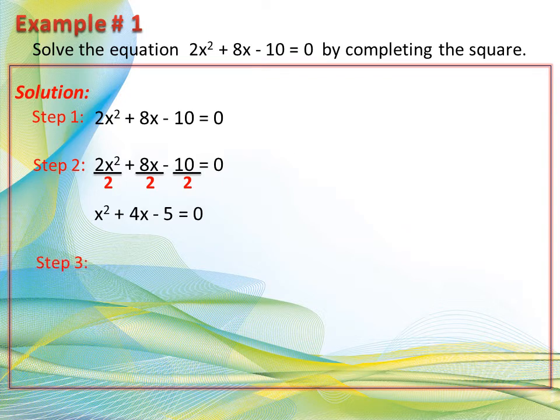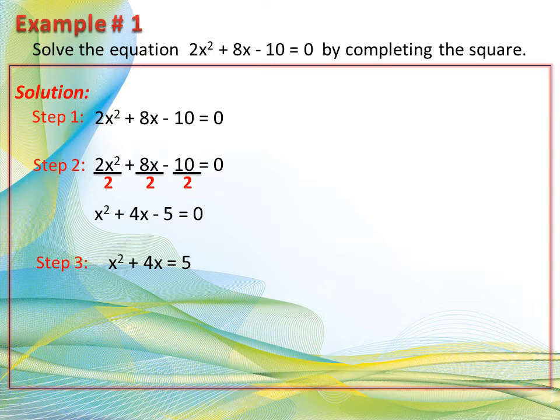Okay, for step number 3, transpose daw natin si constant term sa right side of the equation. So, ang constant term natin dyan ay negative 5. So, pag tayo ay nag-transpose, it will become x squared plus 4x is equal to 5.